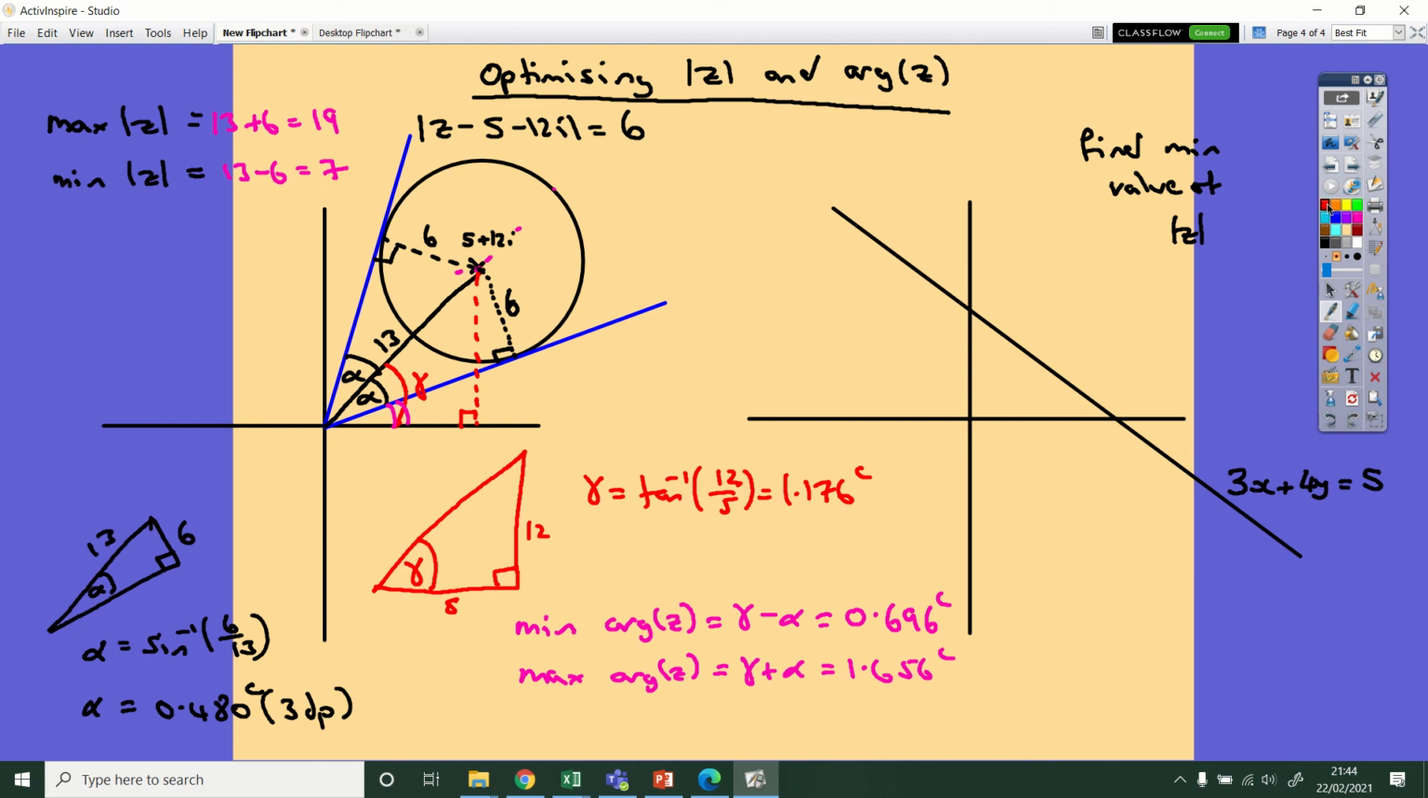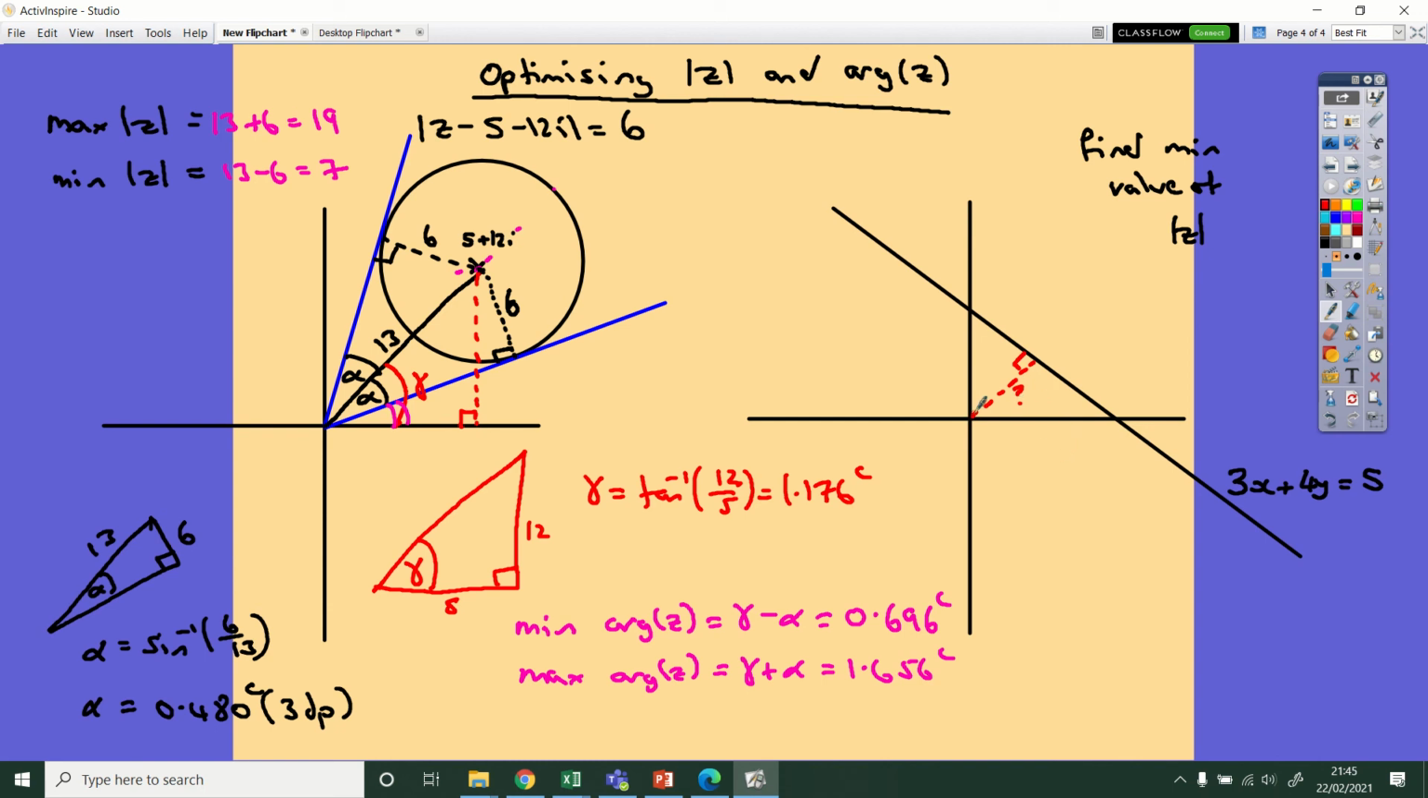So if I want the minimum value of the absolute value, then the shortest distance to the origin will be given when I'm at a right angle to this line. So if I join the origin here at a right angle, then that's clearly going to give me the shortest possible distance to that line. Okay, so it's this distance here that we're after.